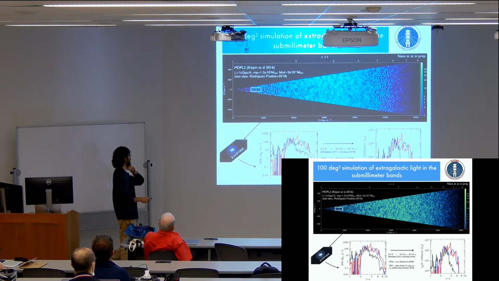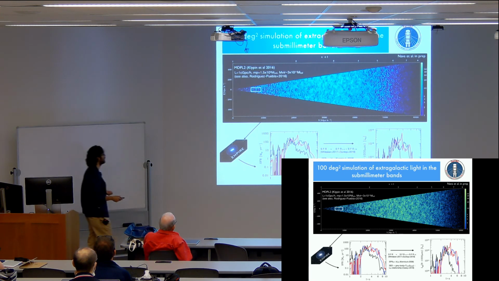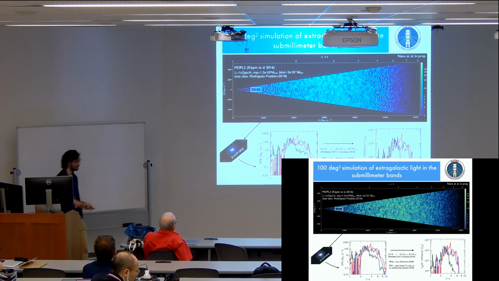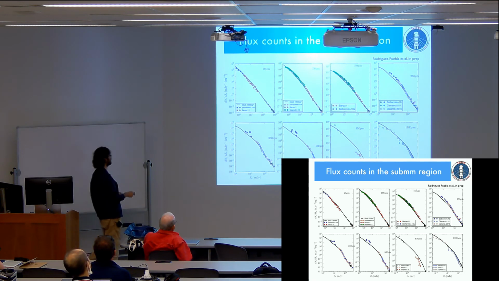Well, just to end my presentation, we have also a mock catalog that we designed for the Toltec collaboration, which is a 100-degree simulation in the submillimeter. So basically, we create a light cone with this area where the star formation histories were used in order to produce the history of the dust of the galaxies. We compute the counts in different bands in the submillimeter region.